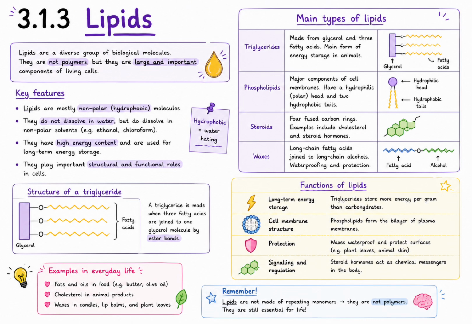roles in living organisms. Unlike carbohydrates and proteins, lipids are not true polymers because they are not formed from repeating monomer subunits. However, they are still large, biologically significant molecules essential for survival. One of the defining characteristics of lipids is that they are largely nonpolar molecules. This means they are hydrophobic. In other words, they do not interact well with water and therefore do not dissolve in it. Instead, lipids dissolve in nonpolar solvents such as ethanol.